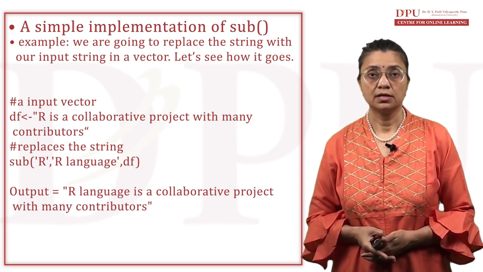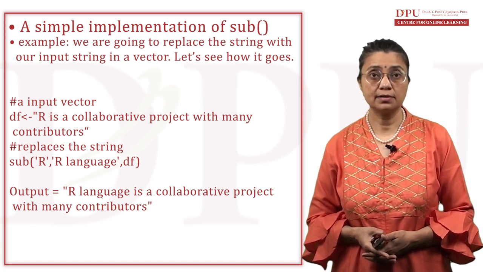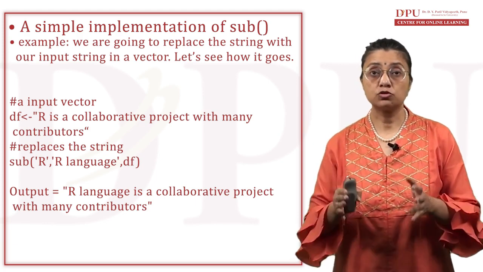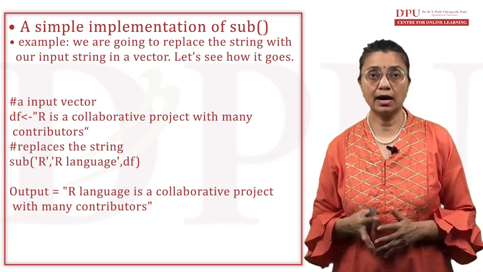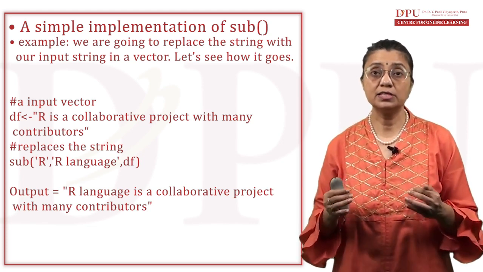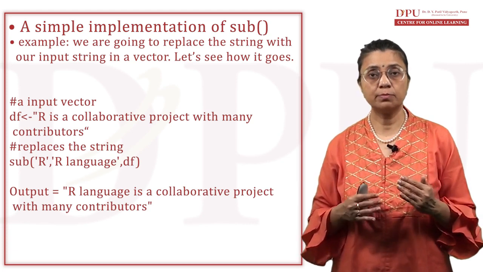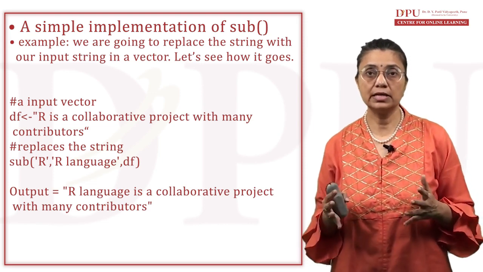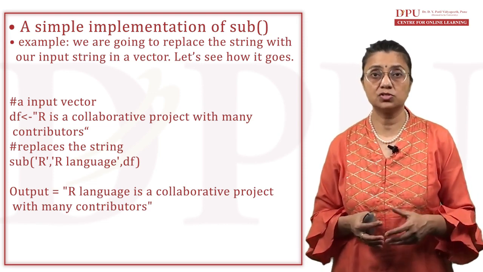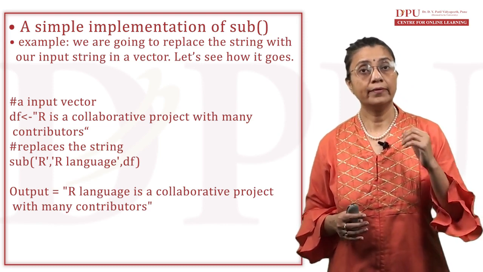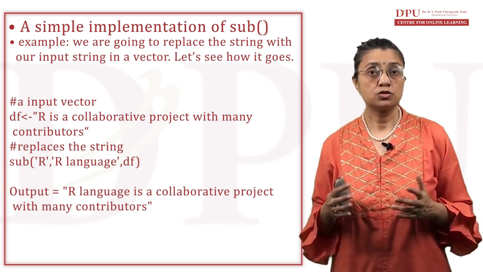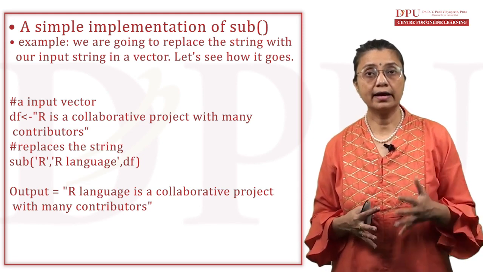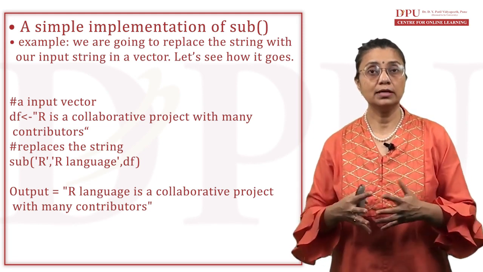Now I replace the string. Have a look at how I have called the function. I've called the function sub. Within sub, I am writing R. So the first word that I'm looking for is R. R is my pattern. And the replacement string is R language. So R is replaced by R language in the text string, the variable df. Df is my variable in which the sub function will look for R, and R will be replaced with R language. When we press enter, you can see the output: R language is a collaborative project with many contributors.